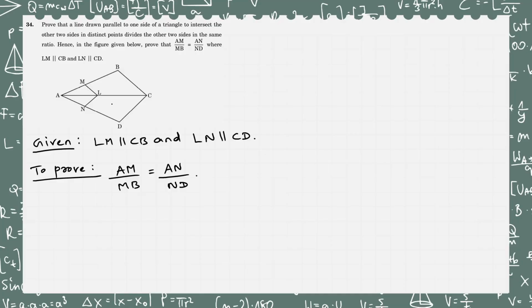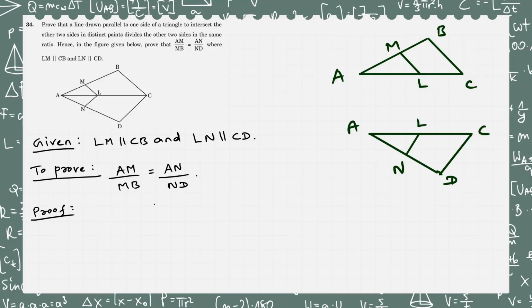For that, we need to draw the triangles separately. Let's see what are the triangles we are going to consider. Okay, so for our convenience, I have drawn the figure into two triangles like this. And we are going to use the concept of basic proportionality theorem in this proof.